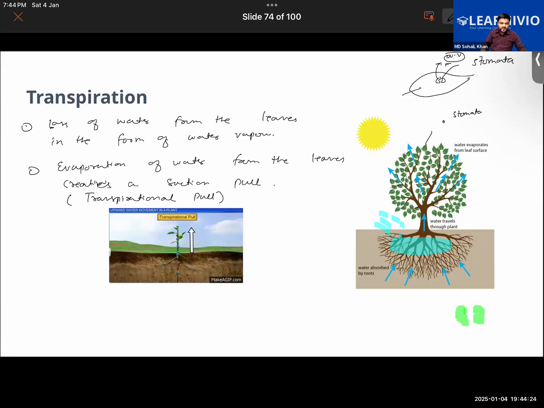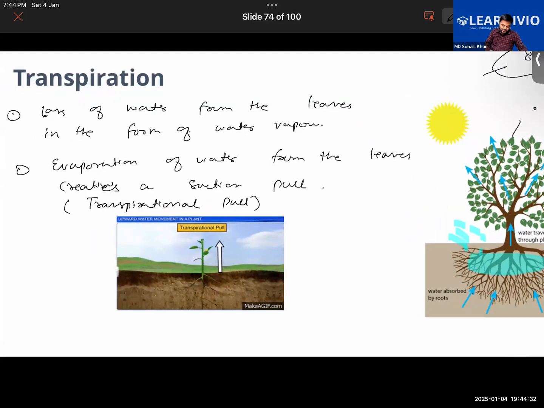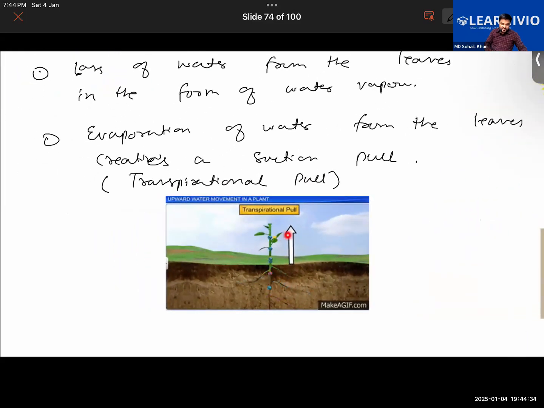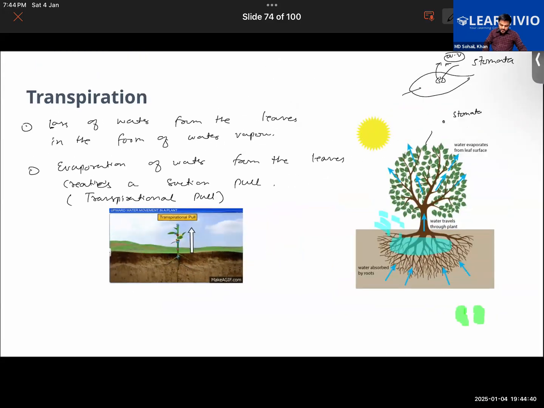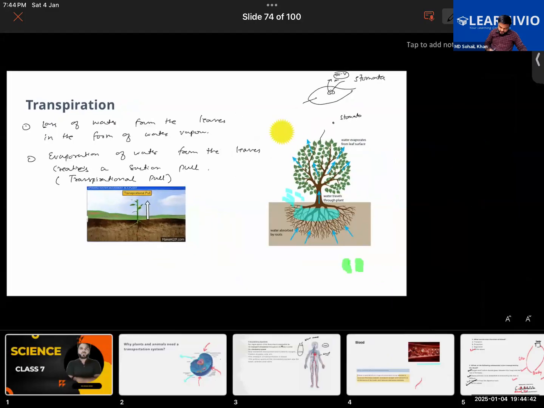So loss of water from the leaves in the form of water vapor is simply called transpiration. Because of this, an upward pull is created. As you can see in this animation, how an upward pull is created is called the transpirational pull.